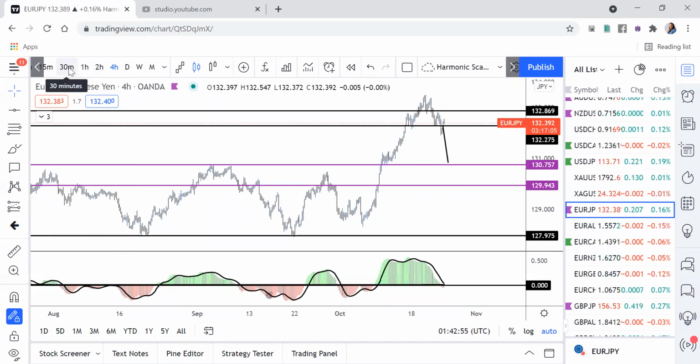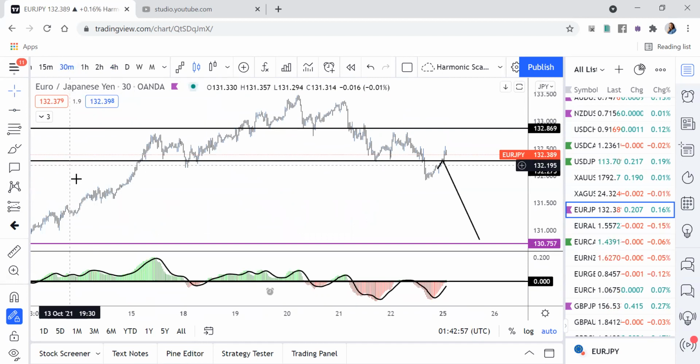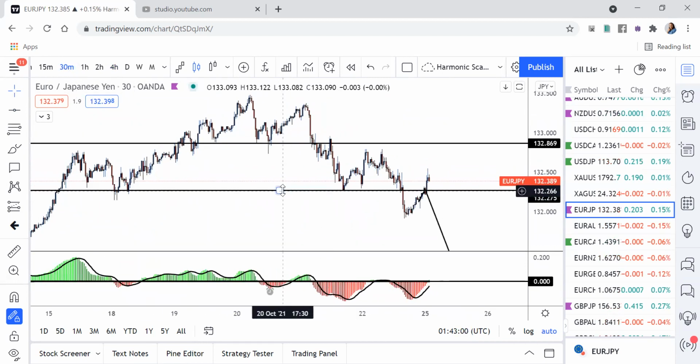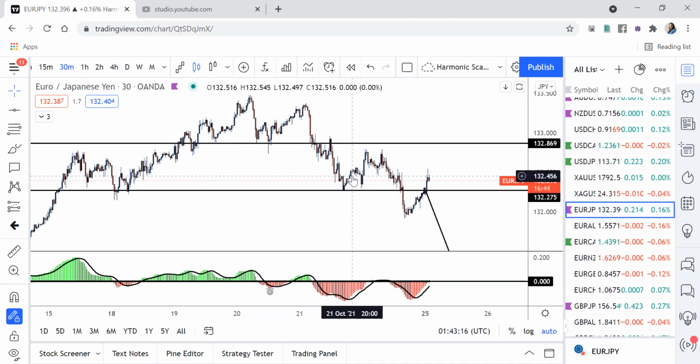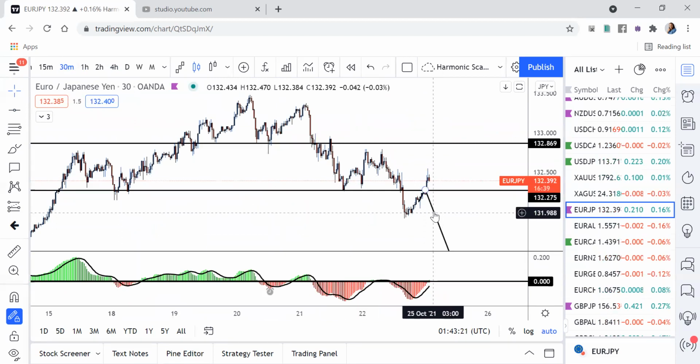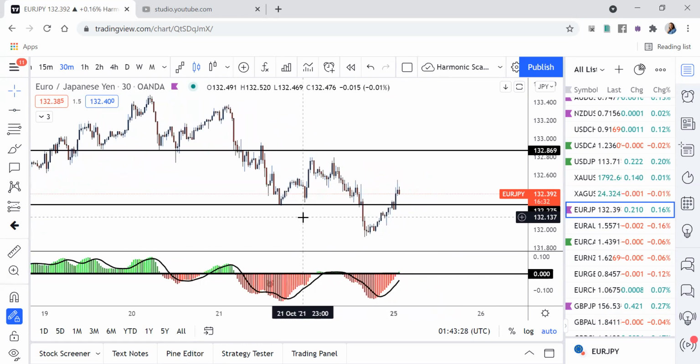So what I noticed today was that I had to drop down to my 30-minute time frame to find my last low. Right? Now I have a 30-minute low here. I have a 30-minute low here as well. All right, so where are we on these? What am I looking at?